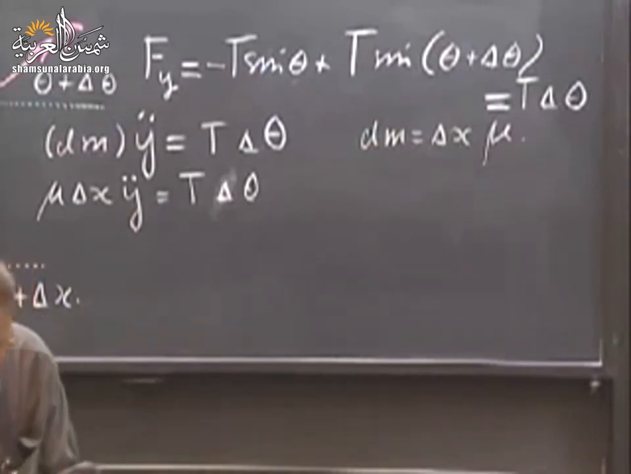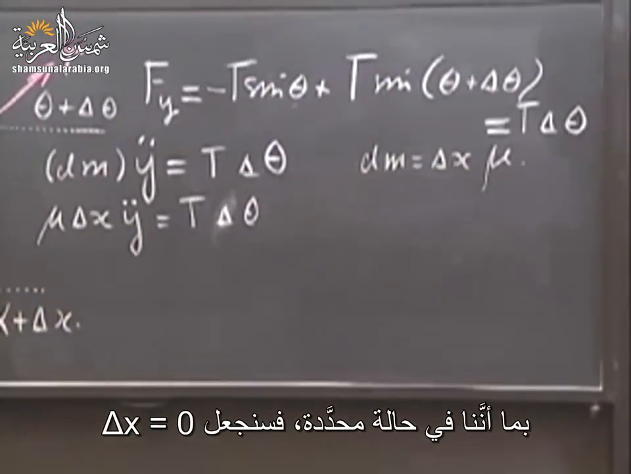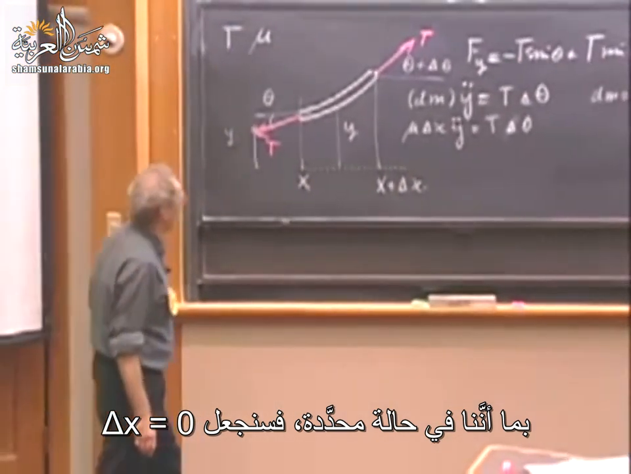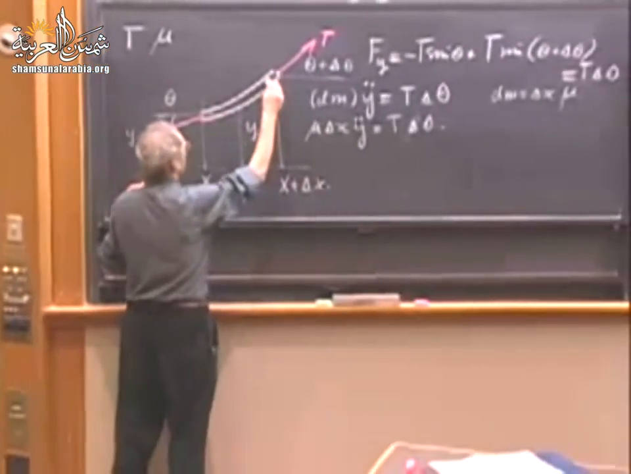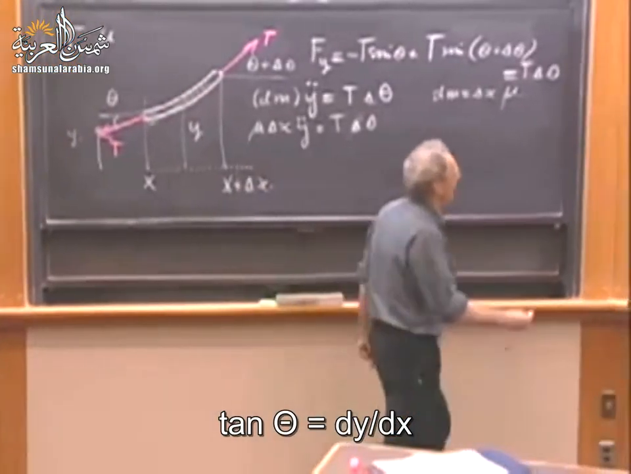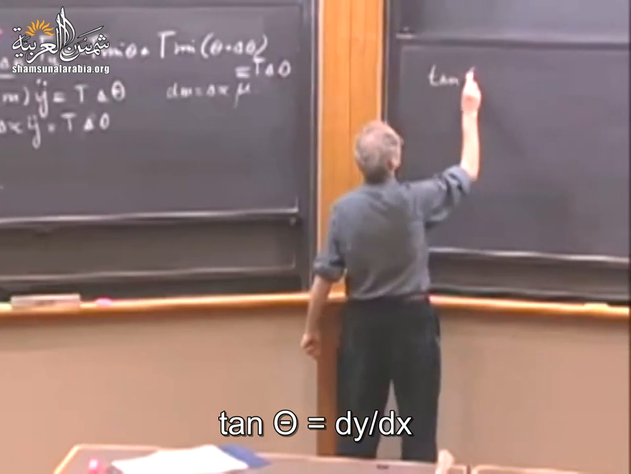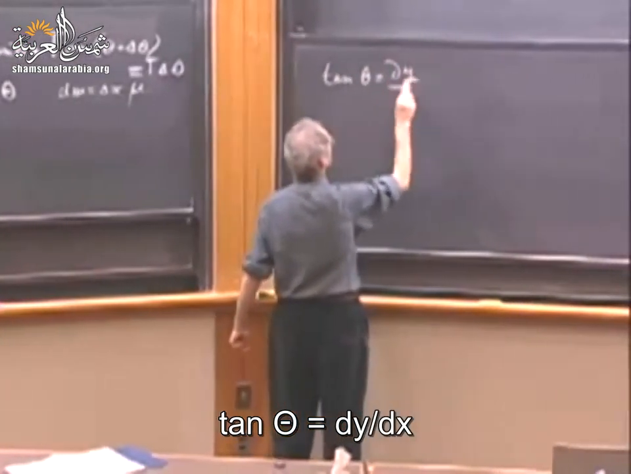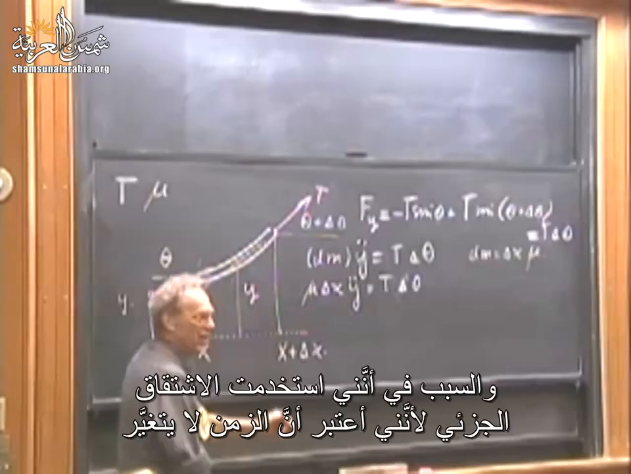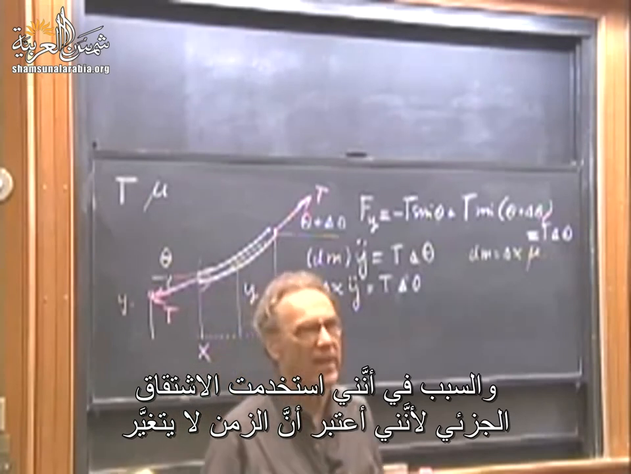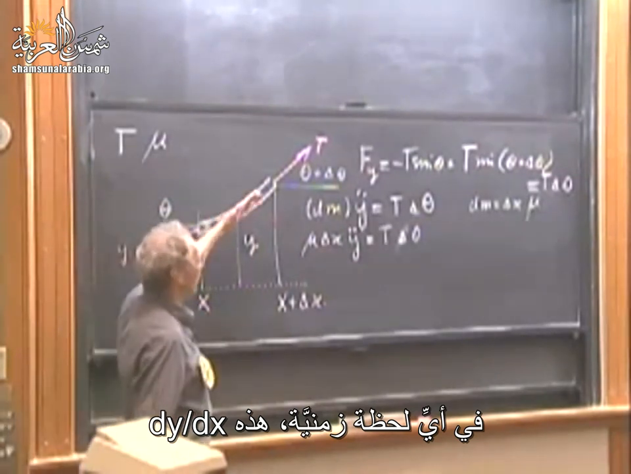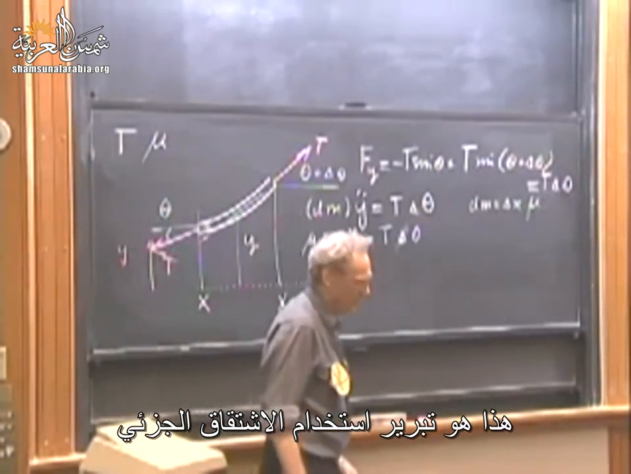We're getting there. Now, since we're in the limiting case, we're going to make delta x 0. The tangent of theta, so that's becoming then this direction, the tangent of theta is dy/dx. Right? That is dy/dx. And the reason why I use partial derivatives is that I think of it as the time not changing. At any moment in time, this is dy/dx. That's the only justification for the partial derivatives.